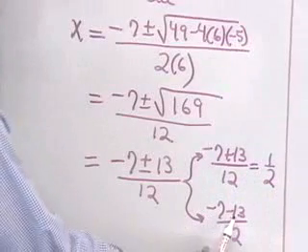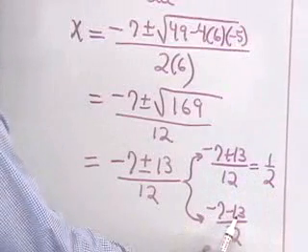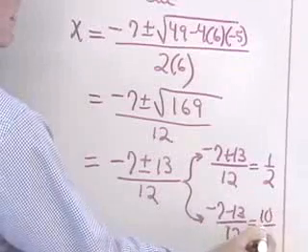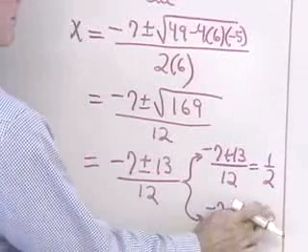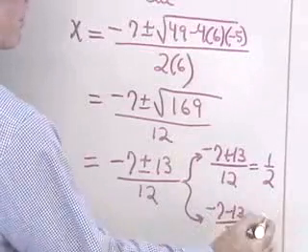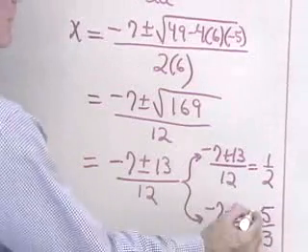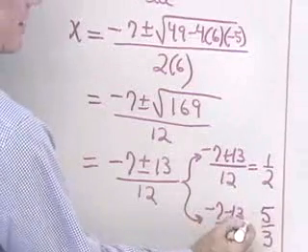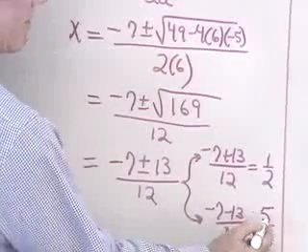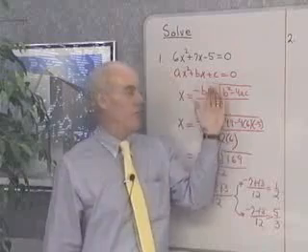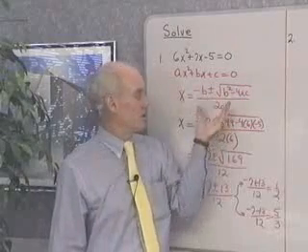Here I have negative 7 minus 13, which is negative 20, divided by 12, which will be negative, let's see, 20 is divisible by 4, we're going 5 times, and 4 goes into there 3 times, and this is a negative number. So negative 5/3.